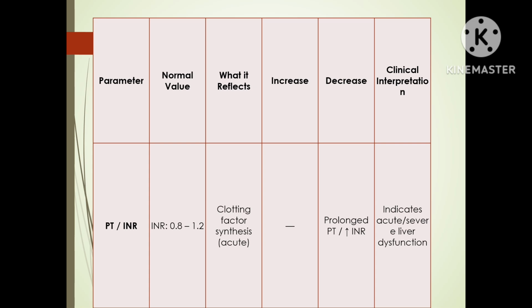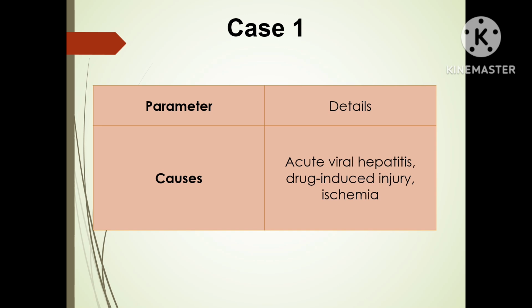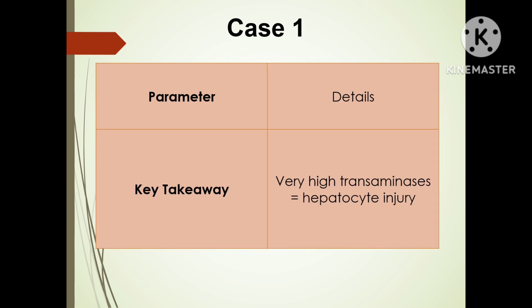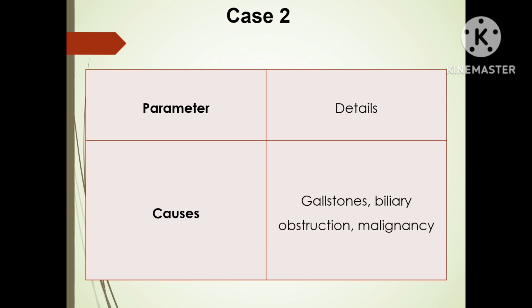LFT patterns become much easier when applied to clinical scenarios. In a young patient with jaundice and markedly elevated ALT and AST, with ALT slightly higher, the pattern is hepatocellular, commonly seen in acute viral hepatitis, drug-induced injury, or ischemia. In contrast, a middle-aged patient presenting with itching and dark colored urine with elevated ALP and GGT shows a cholestatic pattern, suggesting biliary obstruction such as gallstones or malignancy.